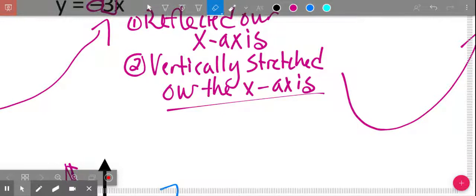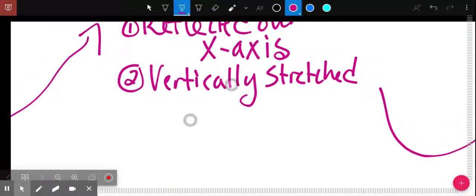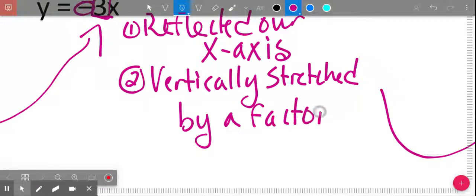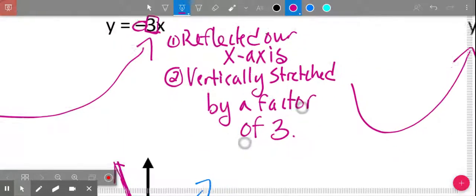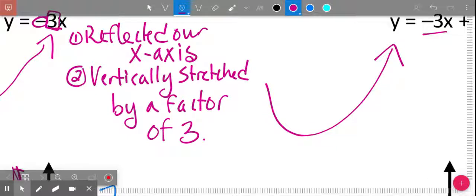If not, that's fine, because I know we're still learning and this is all brand new, but I should not have written vertically stretched over the x-axis. That does not make sense. Wow. I'm so sorry. It should have said vertically stretched. Our number was 3, so we should have said by a factor of 3. Man, how did I do that? I'm sorry, guys. Hopefully I don't do that again.